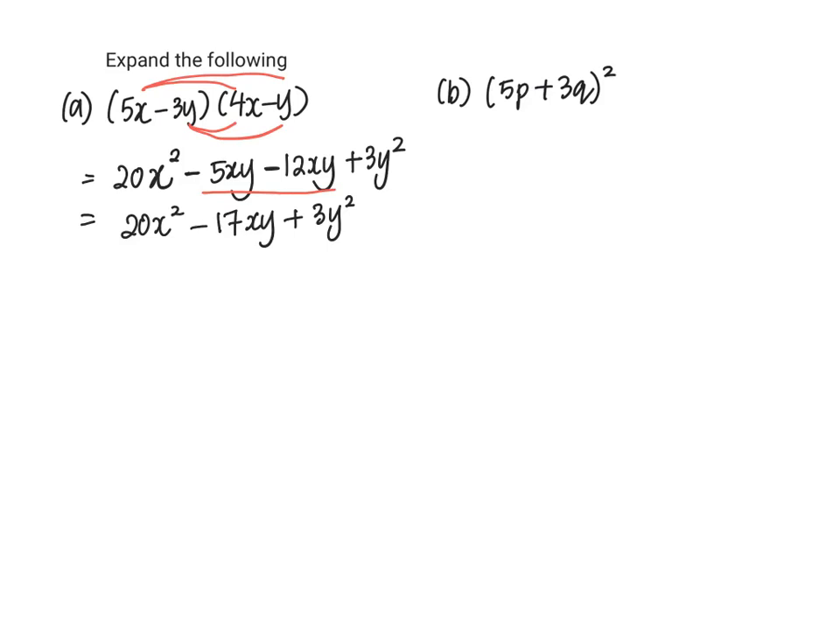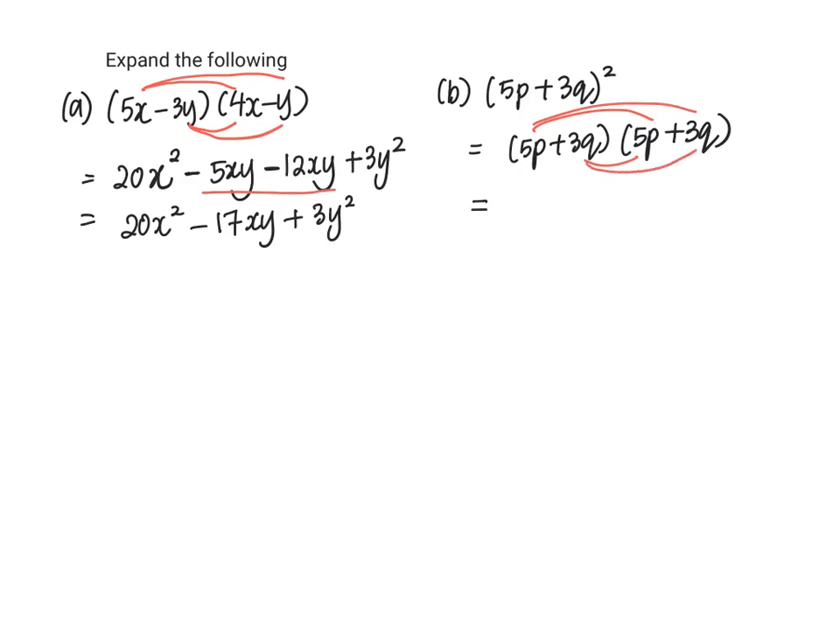B is 5p plus 3q whole thing square. This is a repeated factor, it's the whole thing square. So I get 5p plus 3q repeated again. 5p plus 3q again. Then we can still do our normal method. Okay, or you want to use algebraic special product also can.